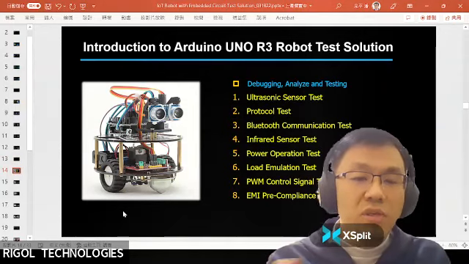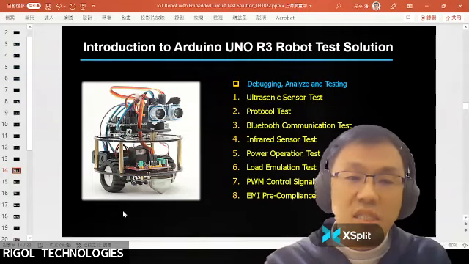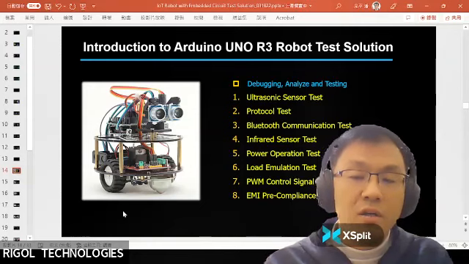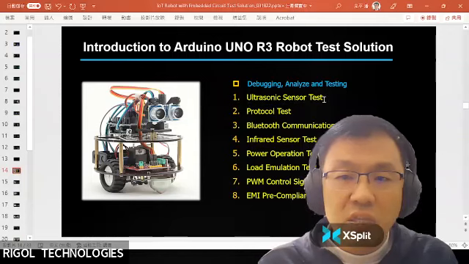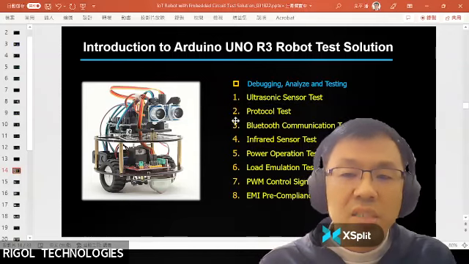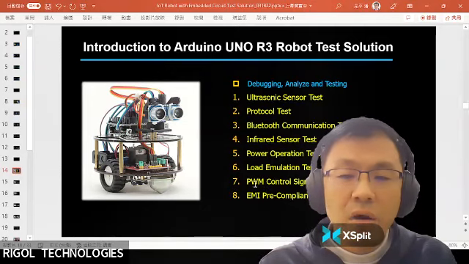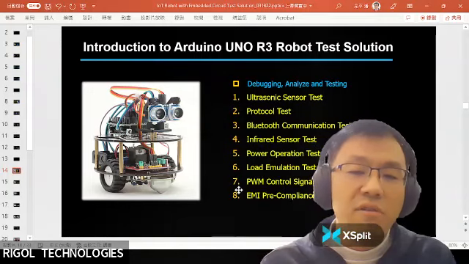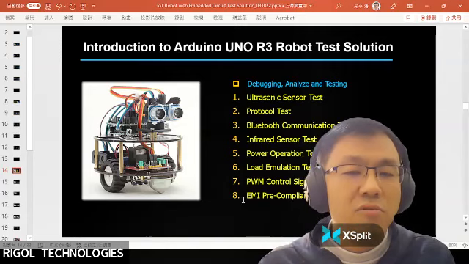Because it includes any kind of embedded system test solutions, I take this example as a reference. It includes applications like ultrasonic sensor test, protocol test, Bluetooth communication test, infrared, power operation, load emulation, or PWM, pulse width modulated control signal test. And we can even leverage it for the final one, the EMI pre-compliance test solutions.